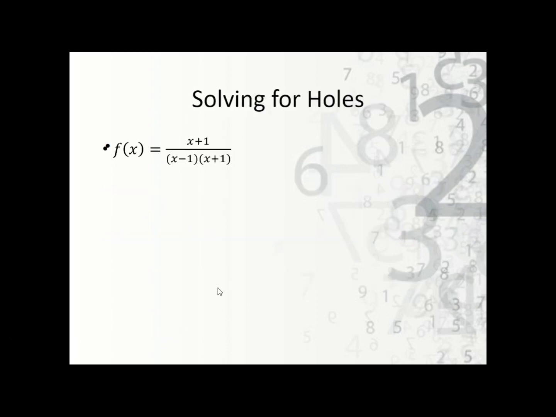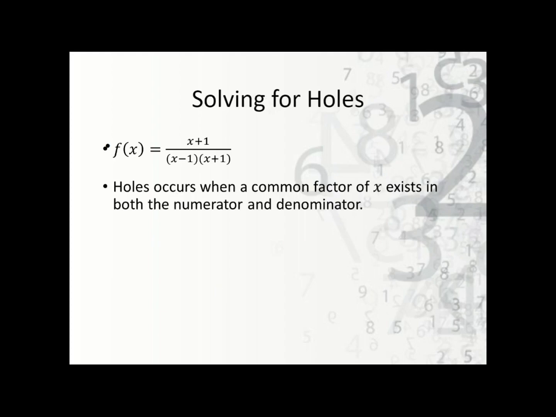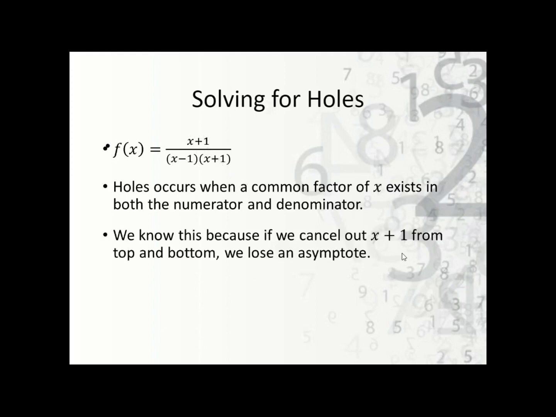Now, how do we find holes? We find holes when a common factor exists in both the numerator and denominator. For instance, in this case, we have (x + 1) over (x - 1)(x + 1). What we should notice is we have an x + 1 in both the numerator and denominator, so we can cancel those out. When we cancel those out, we gain a hole and lose an asymptote.